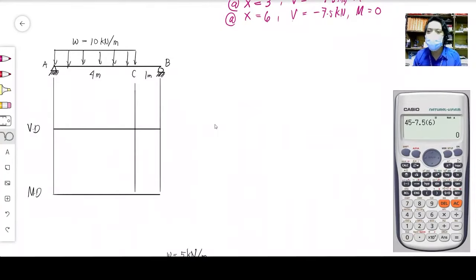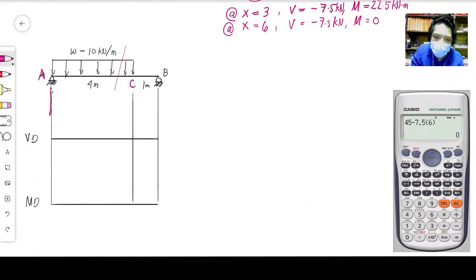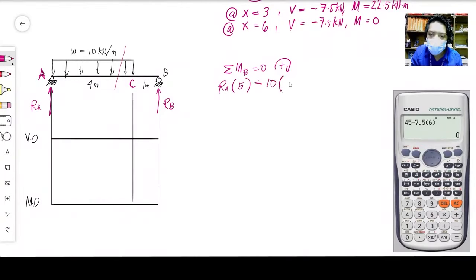Another sample problem. We have here RA and RB. So we sum the moments at B, equal to 0. Let us take clockwise moment as the positive moment. So we have RA multiplied by 5, minus 10 times 4, which is the magnitude of the force, times the moment arm, that is 1 plus 2, so 3. This is equal to 0.